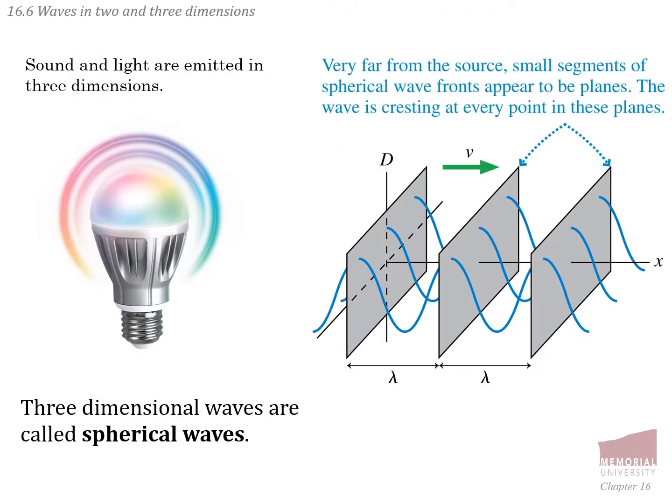Next, we'll move on to three-dimensional waves. As a reminder, one-dimensional waves might be something like a wave on a string. Two-dimensional waves could be like water ripples on a pond. They're called circular waves. And in three dimensions, we have light and sound, and those are called spherical waves. So three-dimensional waves are called spherical waves. You can test that a light wave is three-dimensional. All you have to do is turn on your overhead light.